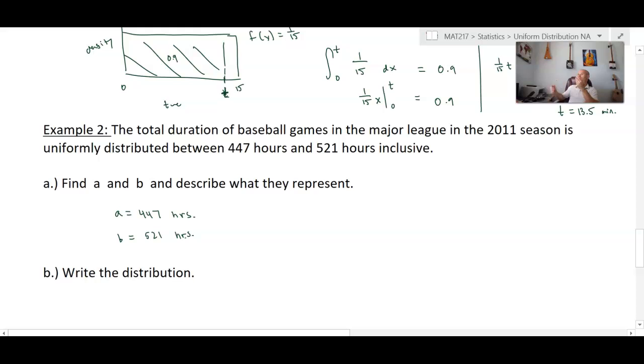And what do they represent? Well, they represent the lowest total duration and the highest total duration. And they represent the endpoints. In other words, no total duration of baseball games is under 447 or greater than 521.